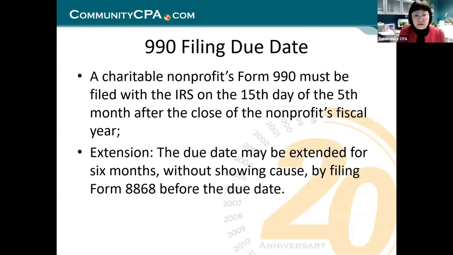An extension can be filed for 6 months. That's why if your year ends on December 31st, your first due date is May 15, and your second due date is November 15. Those are important things to remember. And of course, if your year ends in November, then it's April 15, and October 15, right? But don't forget to file that extension. The form to file an extension is 8868.